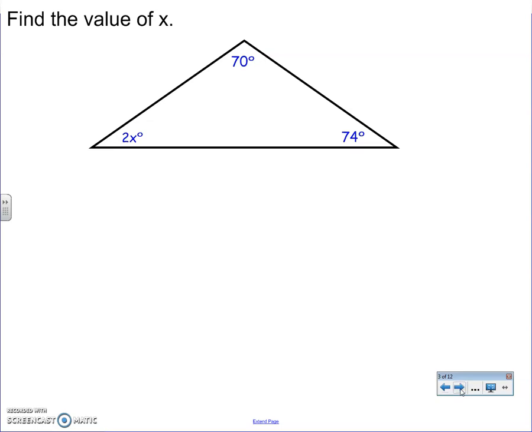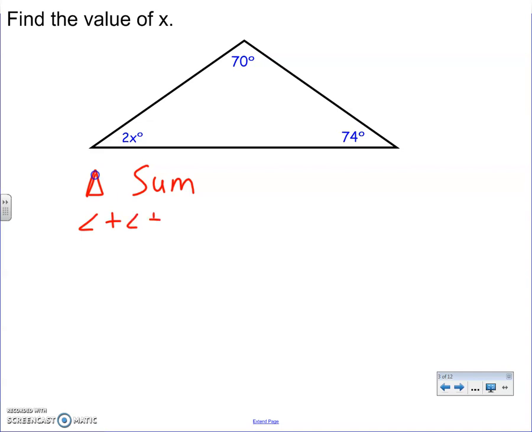So here's one: find the value of x. We have two angles, 70 and 74, and then a missing angle, 2x. Remember, don't assume this is an isosceles triangle just because it looks like it. We need the triangle sum formula. It's really good to be able to write the formula and the name.